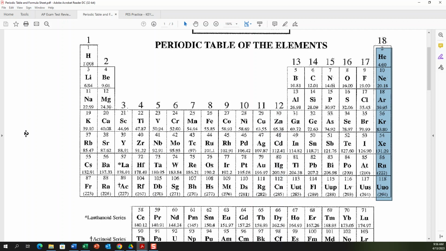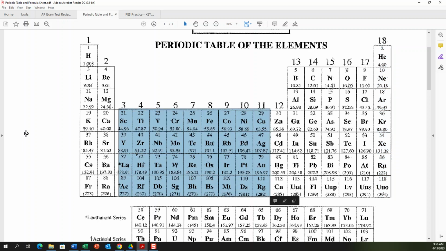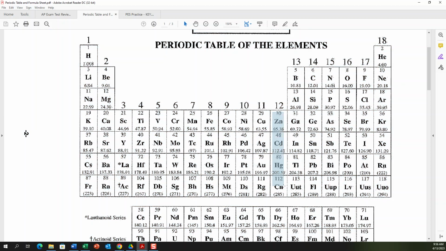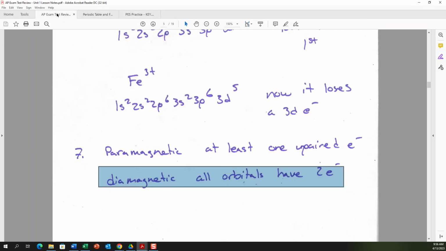But elements not at the end of the block are all going to be paramagnetic. So all these elements would be paramagnetic. These elements are going to be diamagnetic. All these elements here in the p block are going to be paramagnetic, but not the noble gases, which are diamagnetic. All right, so little things like that might help you answer a question more quickly on the AP exam, right? Okay. All right.